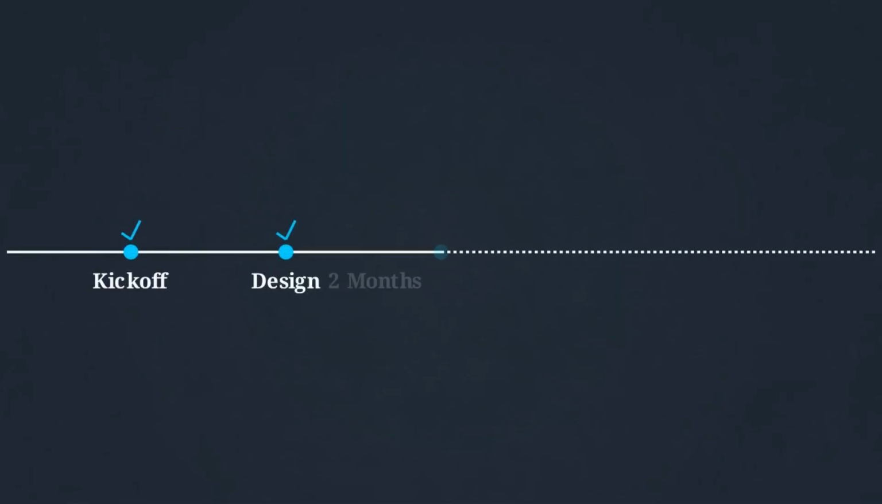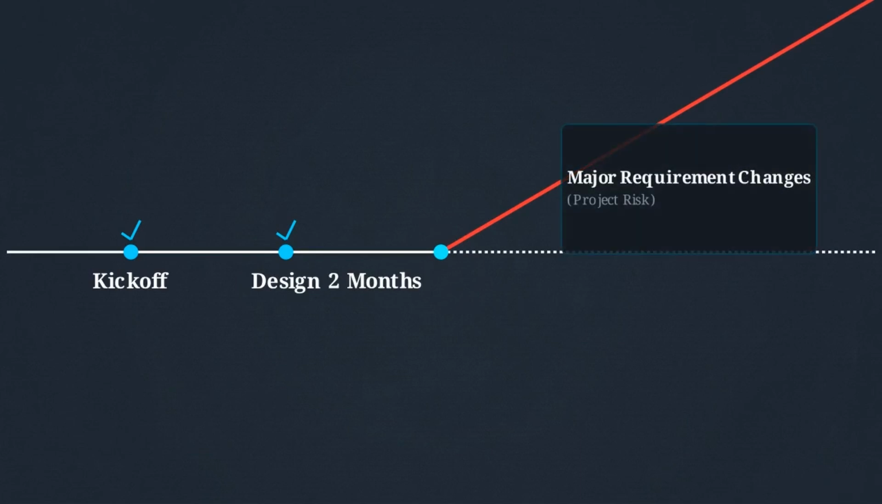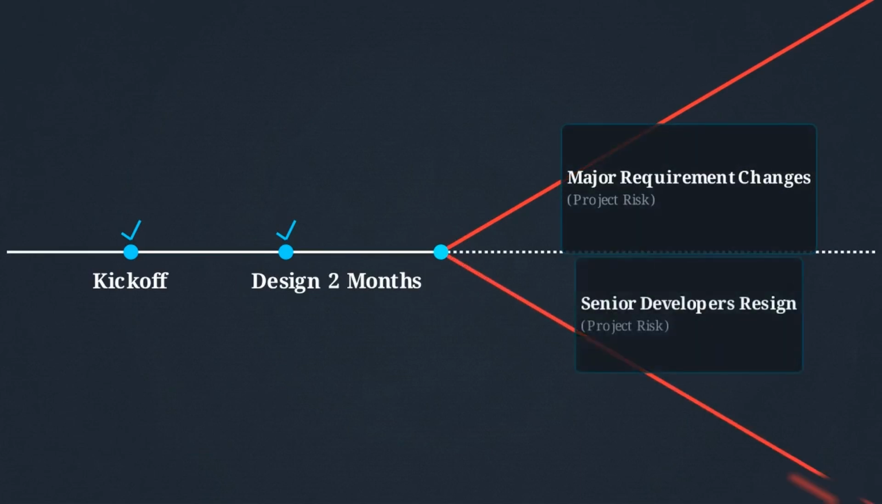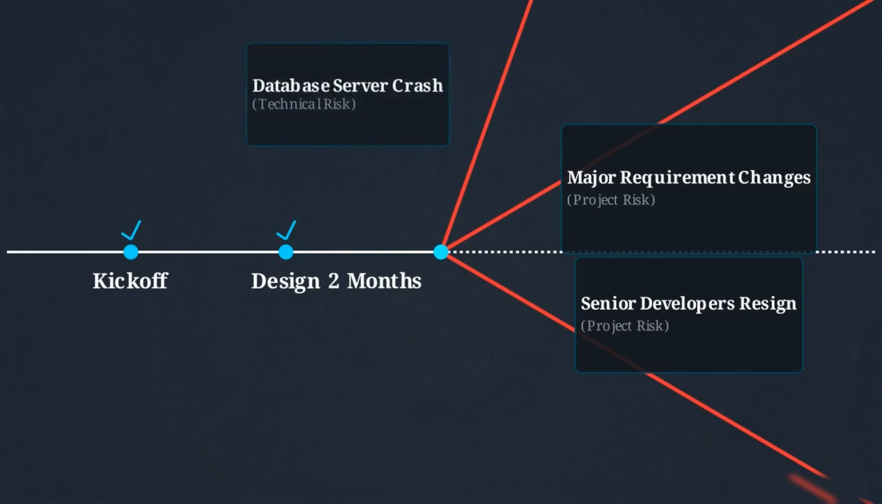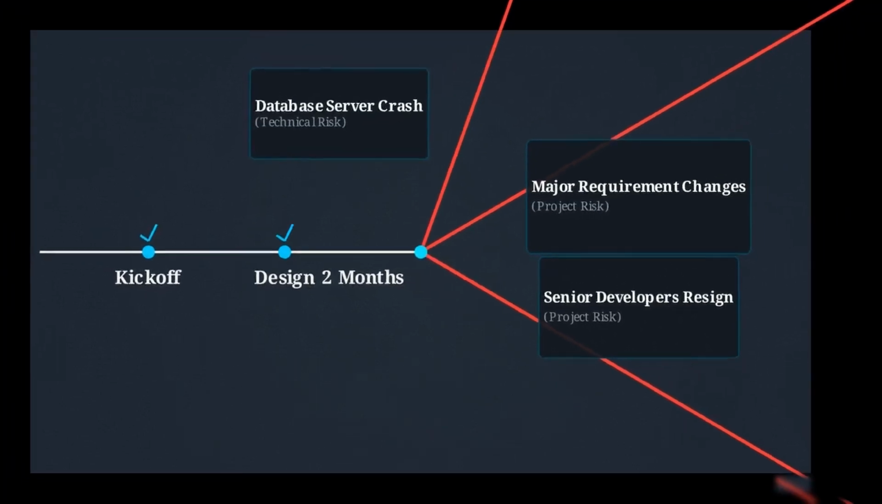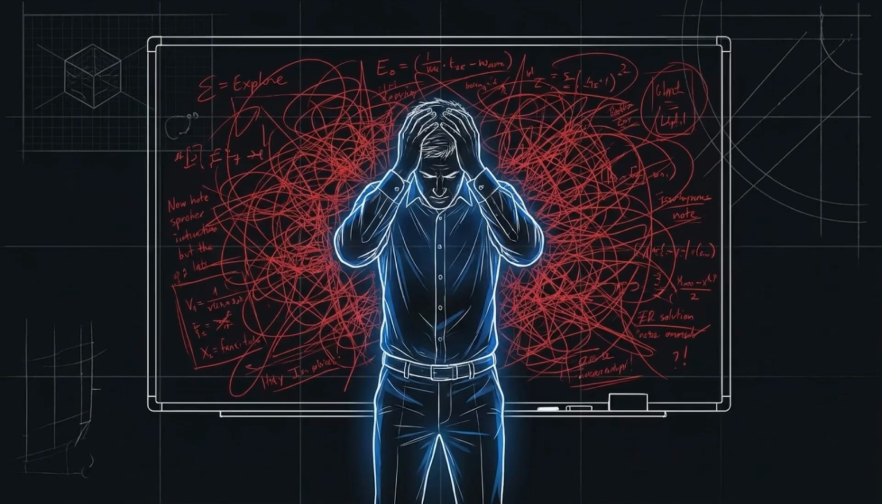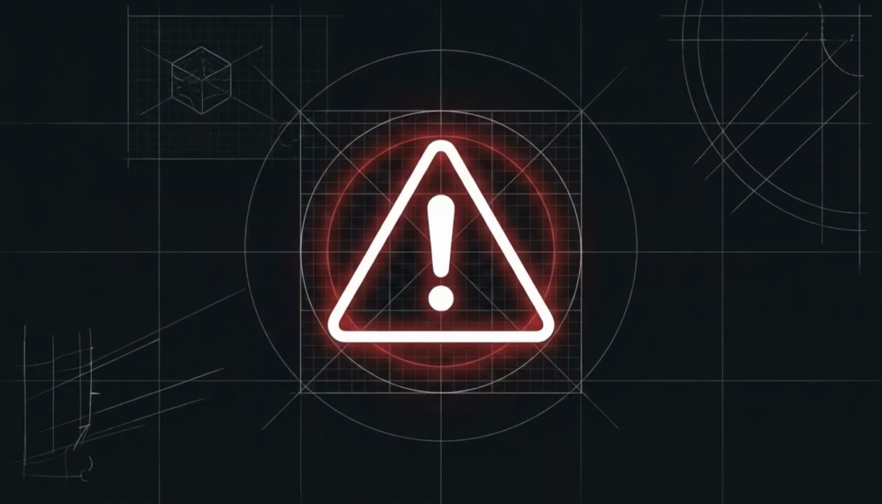Then, 2 months in, the customer changes major requirements. 2 senior developers resign, and a database server crashes. The original timeline shatters. These are not rare accidents. Every software project faces this exact type of disruption. No matter how meticulously a project is planned, the environment it operates in is inherently unstable. In software engineering, we call these unexpected, highly disruptive future events risks.